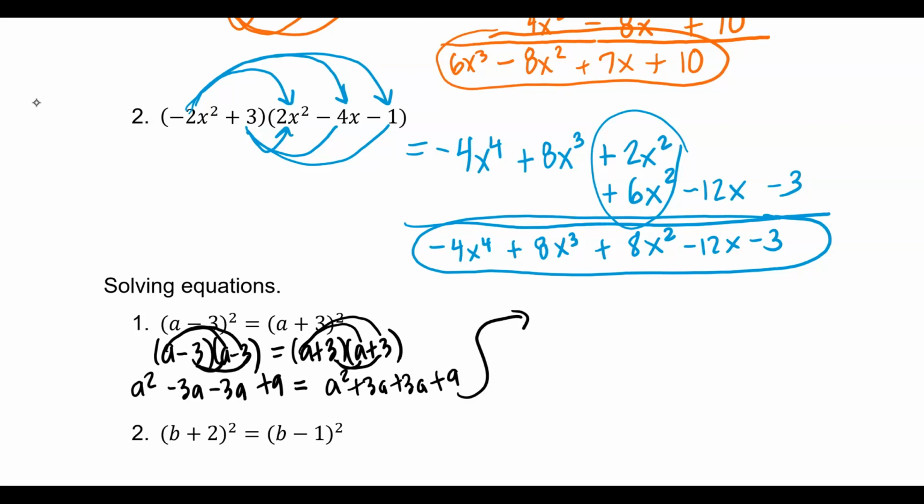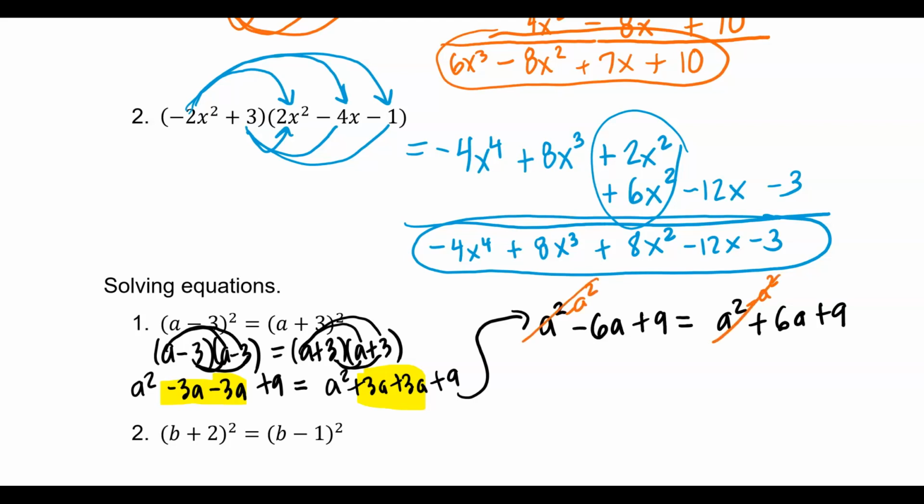So I'm going to rewrite this, but I'm going to add the like terms. We have like terms in the middle here. So let's rewrite by combining like terms. a squared minus 6a plus 9 equals a squared plus 6a plus 9. Now what we could do right now is try to get like terms together. So for example, you could subtract a squared to try to get it to the left. But what happens? They cancel out.